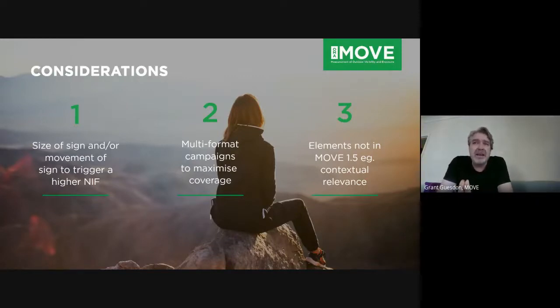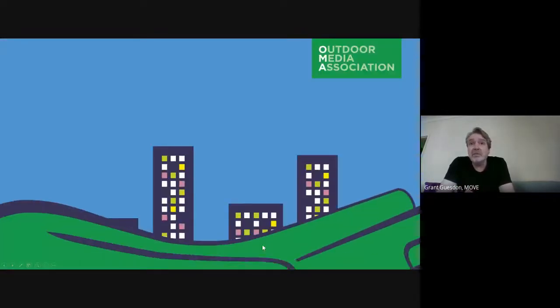There's probably no point in having a higher NIF score in a train station, for example, if your campaign is trying to have contextual relevance around the retail environment, and vice versa. If you're looking for the commuter, you're not necessarily going to go and find them in the retail space just because you have a higher NIF score. So contextual relevance is important, and remember, all formats have an effective impact, whether it be classic and digital, big or small. So that's the end of the presentation. I hope that gives you a bit better understanding of Move 1.5, and we'll open up to questions.